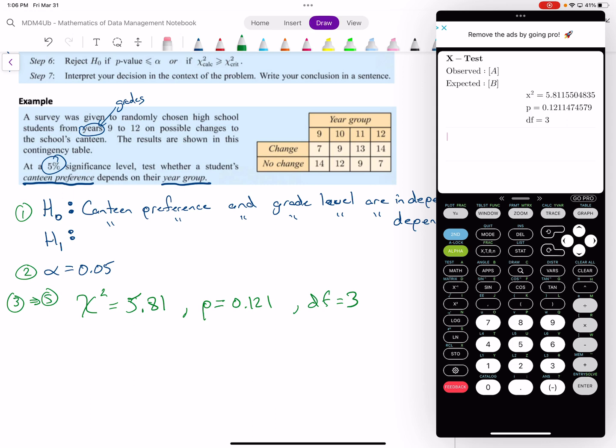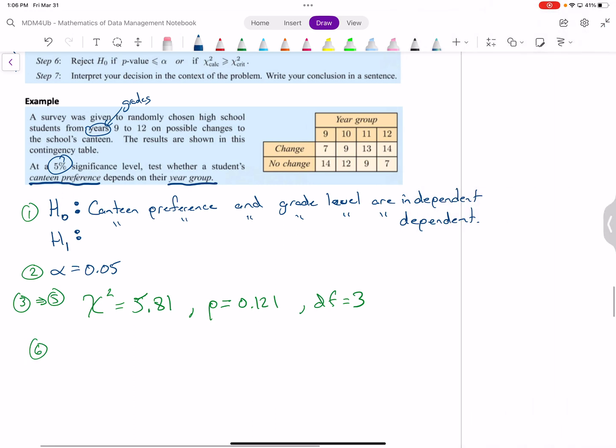So my next step is to interpret this. Is p greater or less than alpha? It's greater. Great. So I've got p, which is 0.121, is greater than 0.05. What does that tell me?